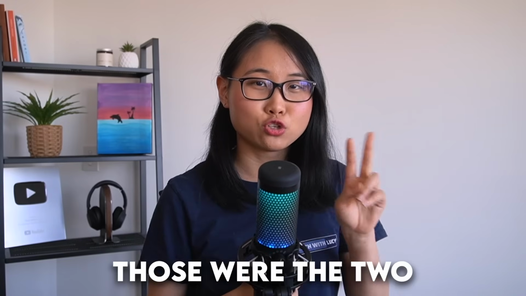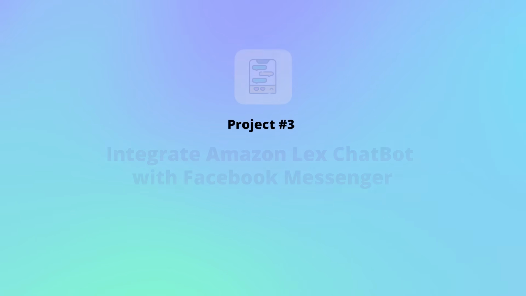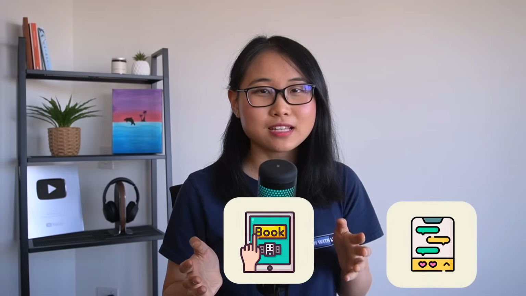Okay, so those were the 2 beginner level projects. Let's move on to the more intermediate ones. Project number 3 is where you'll integrate an Amazon Lex chatbot with Facebook Messenger. You could use this to create a customer service chatbot, a booking system, or even a trivia game. But I'll leave it up to you to explore and get creative with what you want your chatbot to do. But for now, let's break down the process into simple steps so that you can get started.